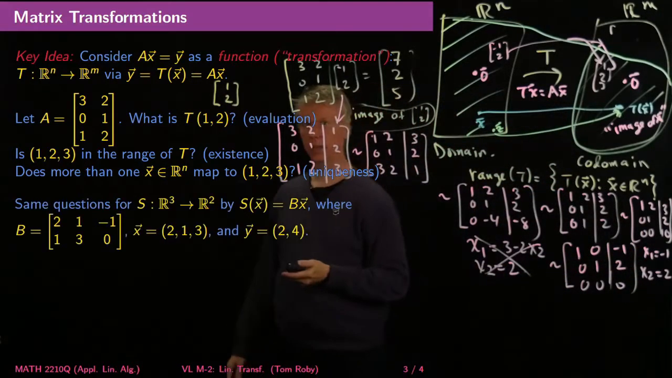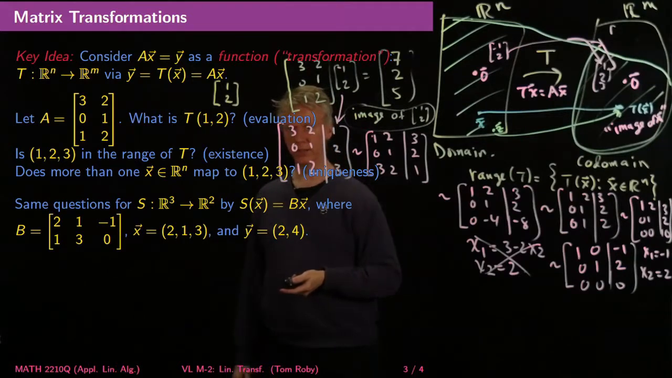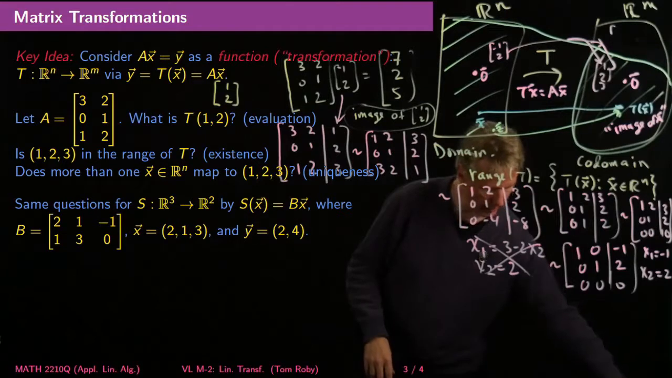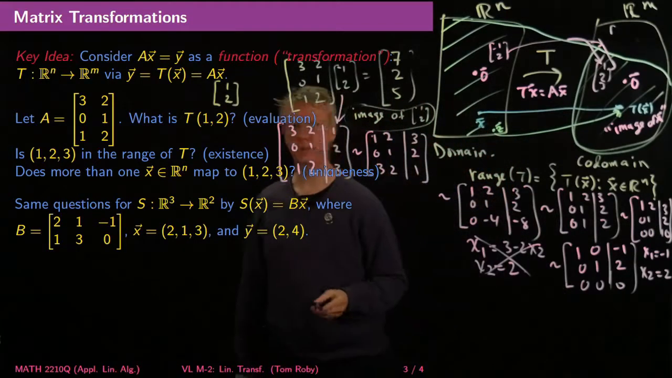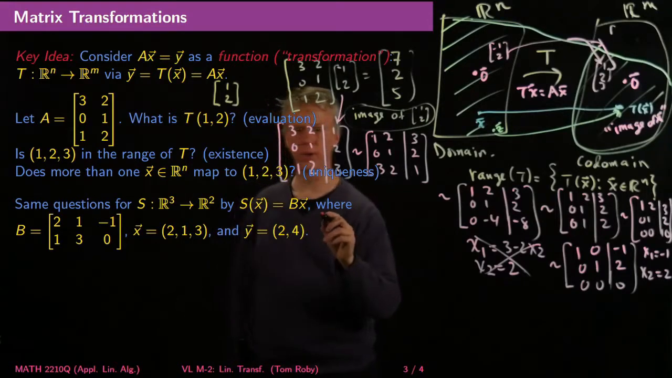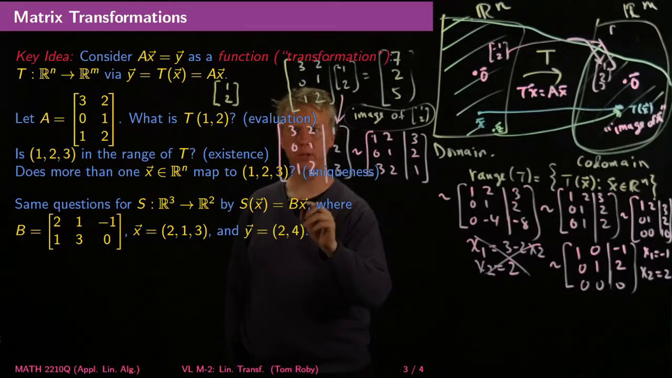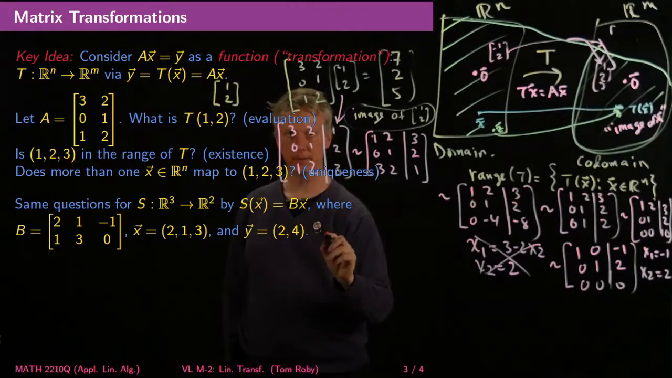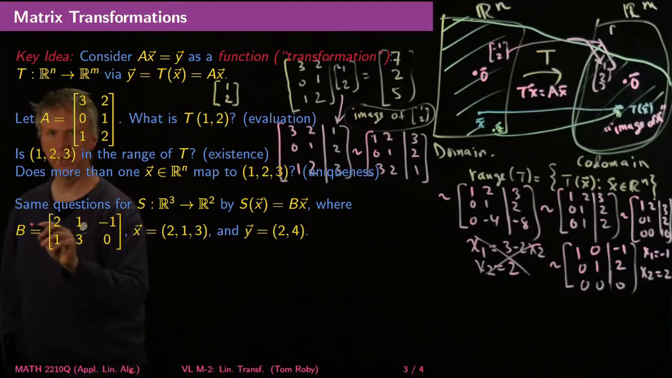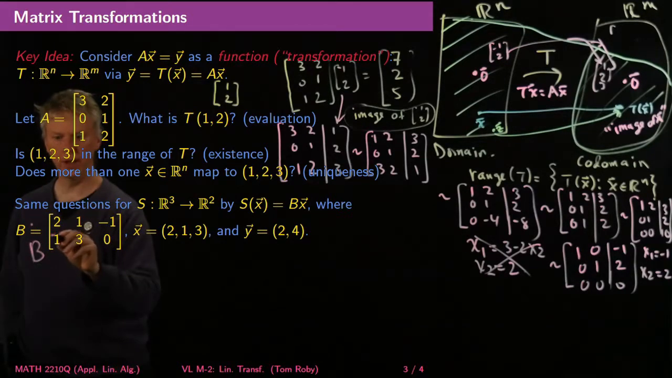Okay, so now what you may want to do is do the same question for this one. I'm not going to do it all out for you, but I'll tell you what the answers are so that you can double check at home. It's easy to compute that when you take b, I'll write right over here so I'm not interrupting with other things, if you take b and you multiply it times 2, 1, 3.